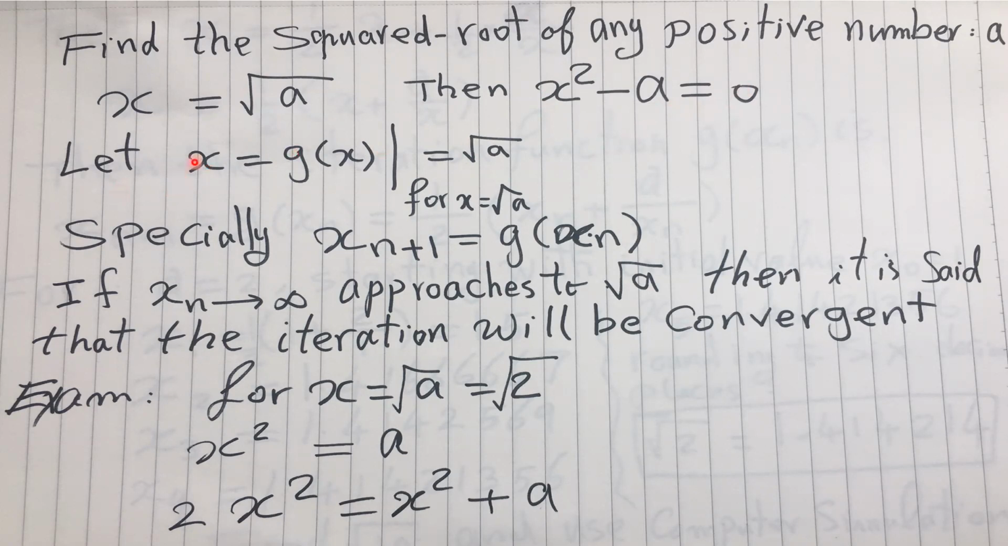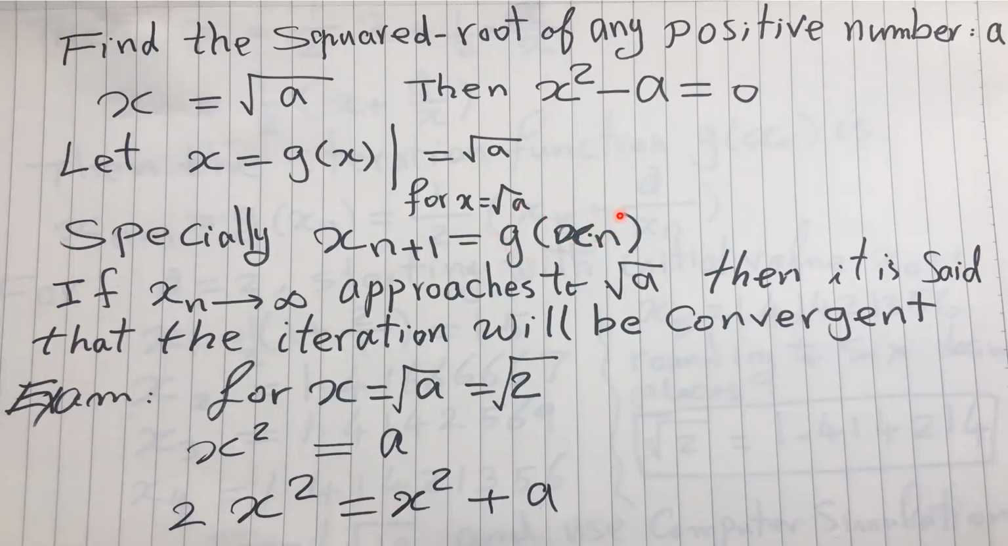Especially, let's put x equal to a function g(x). If x is equal to root a, exactly, x and g(x) are the same. And this is especially in the iterative manner, x_(n+1) = g(x_n). So we find a new x_n from the past x_n, if we find the function g.